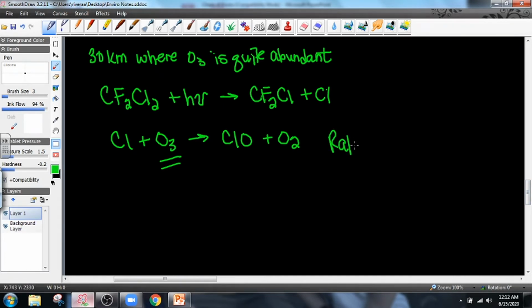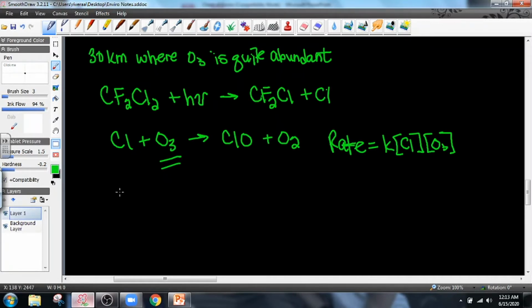This is a second-order rate law for this reaction. In other words, this reaction depends on the concentration of chlorine and of oxygen. And by the way, it has a big K value, right? So this reaction happens very quickly. And so, you know, if you're in a place with a high presence of O3 or a high presence of chlorine, which you're getting from this photodissociation of the CFC, this reaction is going to speed up.